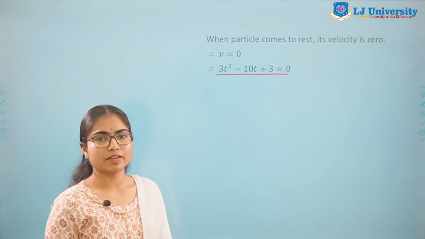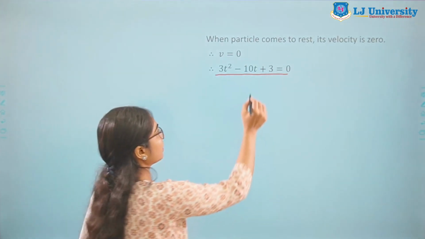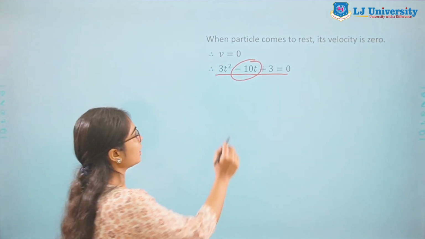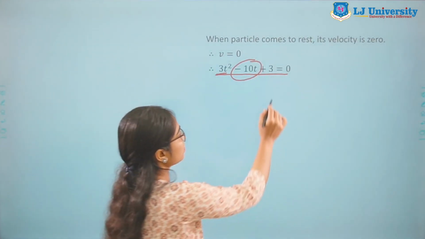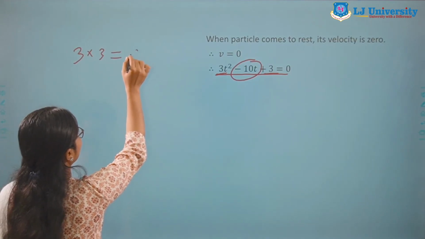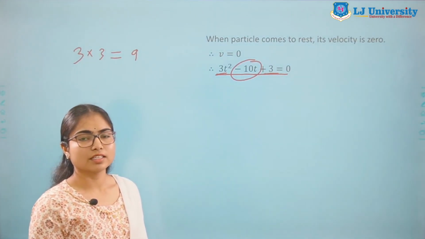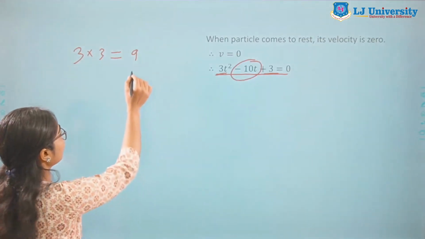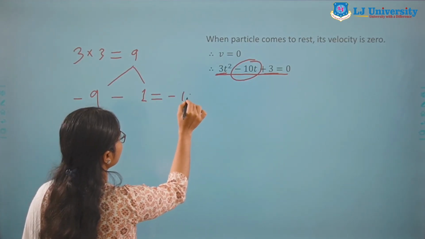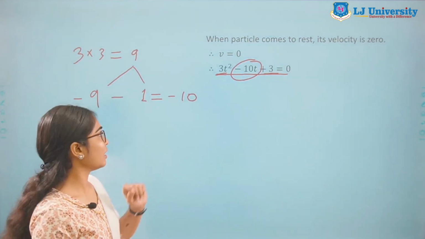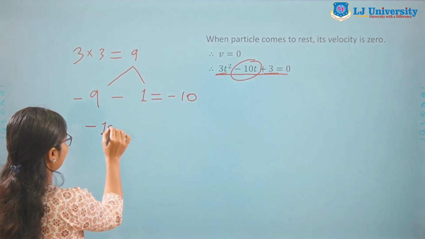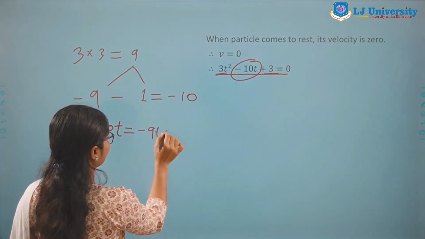To solve this quadratic equation, we use splitting the middle term. Here −10t is the middle term, so we have to split −10t. Here the coefficient of t² is 3 and the constant term is 3. So 3 into 3 is 9. Now we have to find factors of 9 such that their addition is −10. So here we have 9 and 1, and −9 − 1 is −10. So we have two factors, −9 and −1, and their addition is −10. Now we can split −10t as −9t − t.